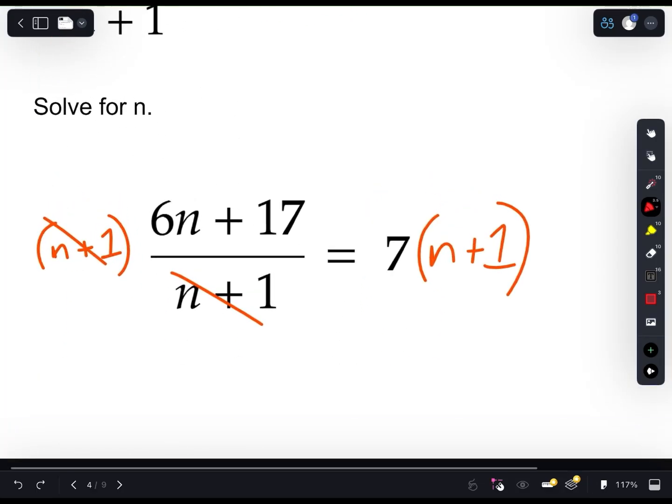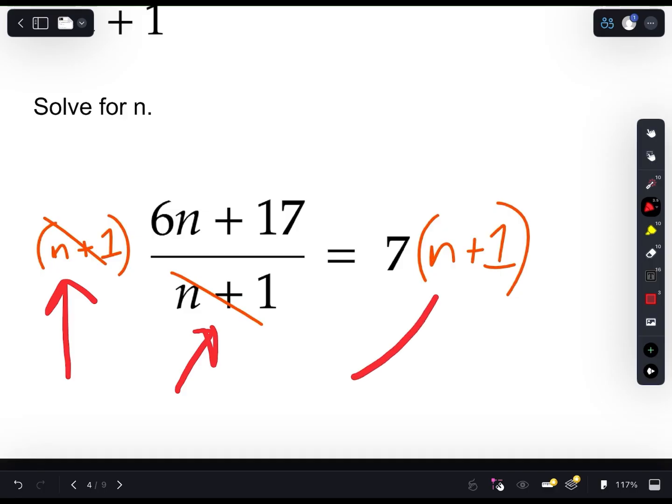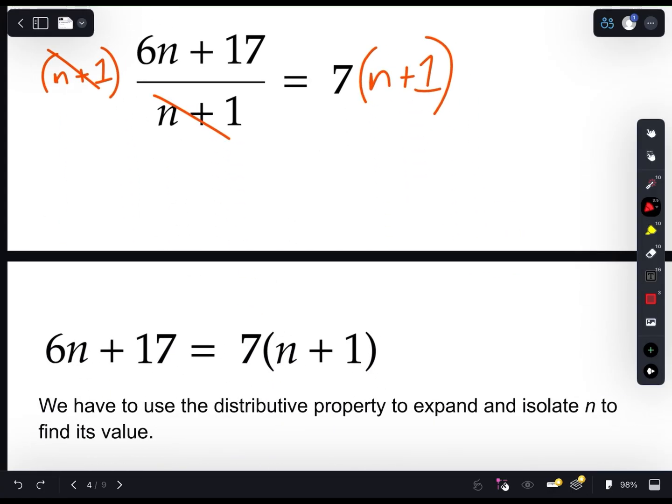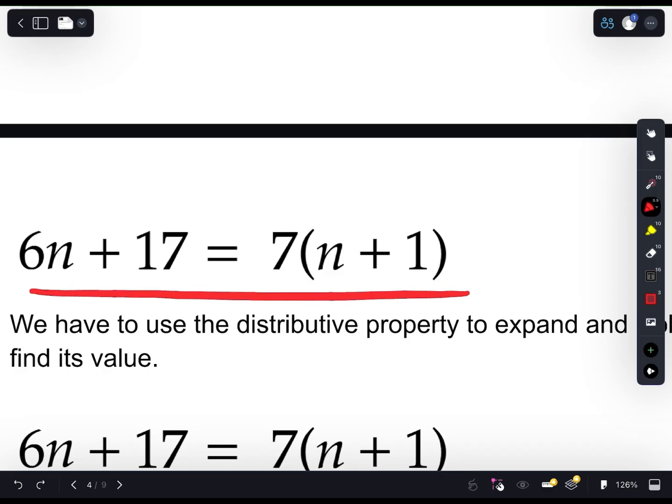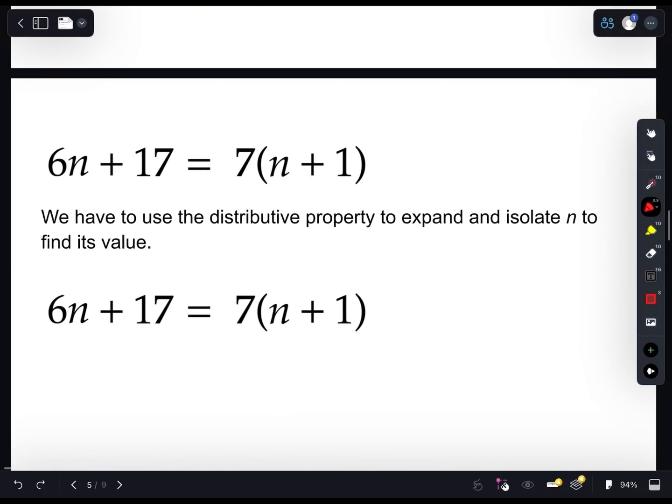And here's a better looking version of it. I canceled this out by multiplying the whole fraction by n plus 1, and I did it on the other side as well. So we get rid of that, and now everything is nice and clean on one line. Beautiful. 6n plus 17 equals 7 times n plus 1. If we solve this, we will get the answer. We have to use something called the distributive property to expand and isolate n to find its value.